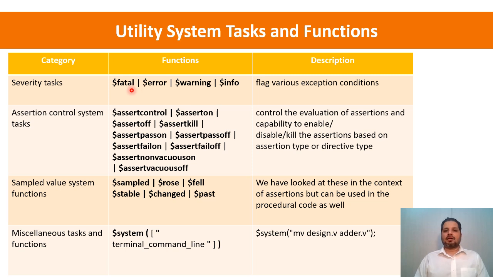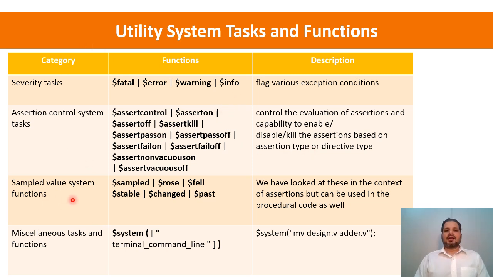We have $fatal, $error, $warning, $info. I think we have already seen how they work, how they behave when used in the simulation. And then we have a bunch of assertion control system tasks where assertions could be turned off or on, and then you can control how it behaves when there are vacuous conditions. And then if you want to disable or kill a particular assertion, you can use these assertion control tasks.